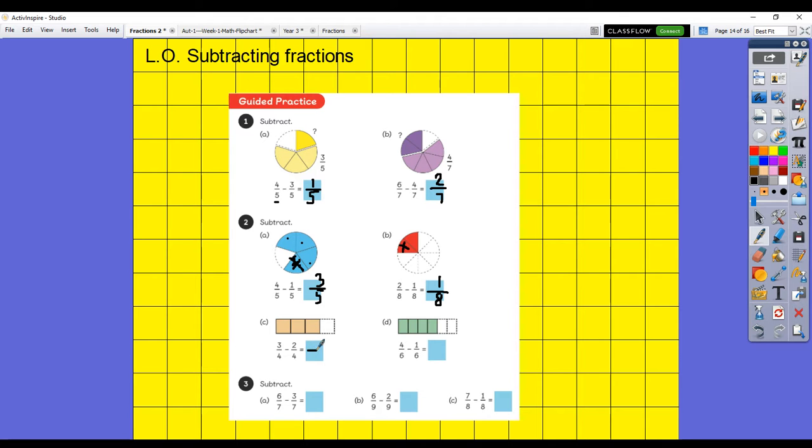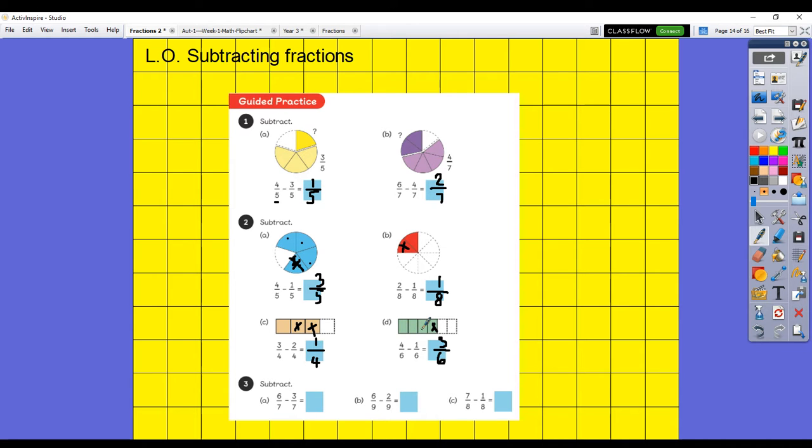Next one, 3/4 take away 2/4. So we've got 3/4, and we're going to take 2/4 away. How many are we going to have left? That's right, we have 1/4 left. Next one, we have 4/6, so 1, 2, 3, 4. Okay, we're going to take away 1/6. How many are we going to have left? That's right, 3/6. You can prove we're right because 4 take away 1 is 3, and we have 3 left shaded.